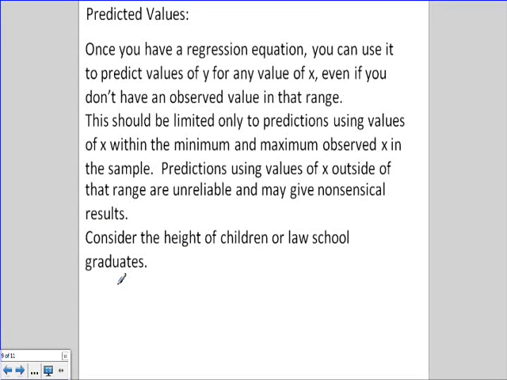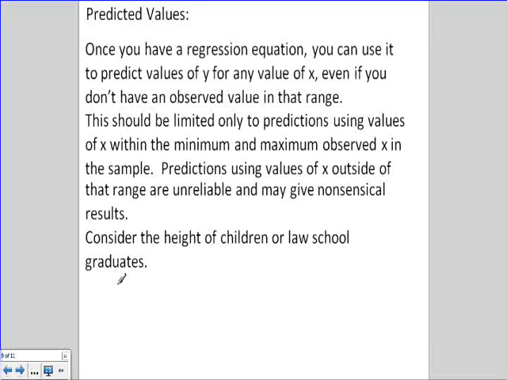So with predicted values, once we have a regression equation, we can predict values for y for any value of x, even if we don't have an observed value. And all we have to do is plug it into the formula. But we have to note that we can only make predictions using values of x within the minimum and maximum observed x in the sample. You don't want to predict outside of the range you've seen because the relationship might not hold.